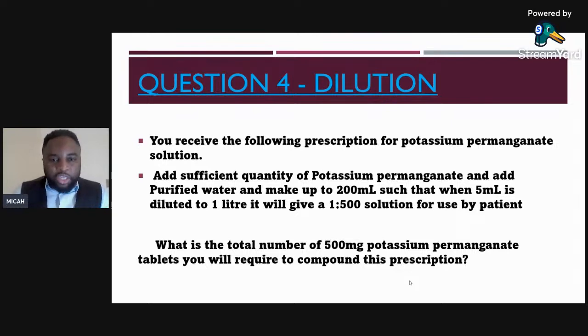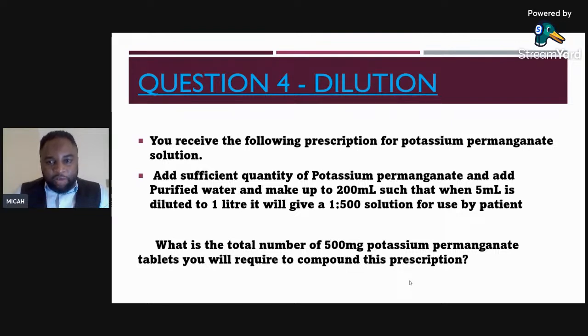If you want to change a 1 in 500 solution to a concentration in percentage weight per volume, you will say 1 in 500 is x in 100. X in 100 would be 0.2. Are you following? Because you're trying to work backwards to find out what was in the initial solution, since they want us to make 1,000 ml of an initial solution. So we have 1 in 500, which means 0.2 in 100.